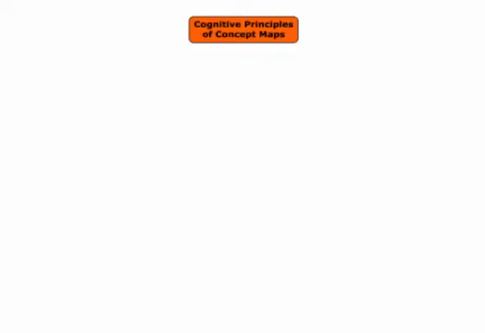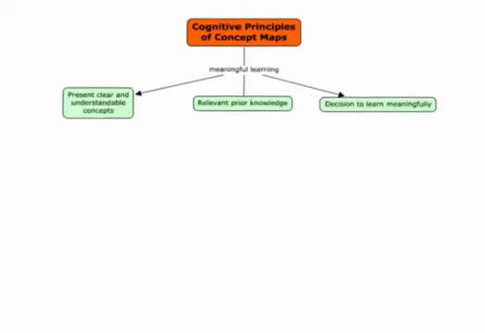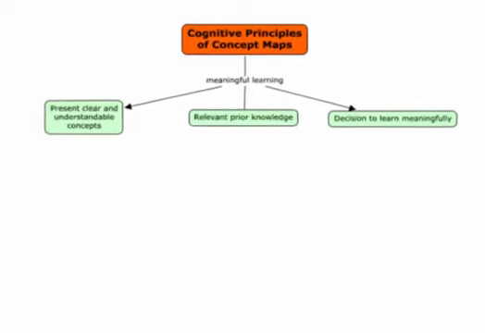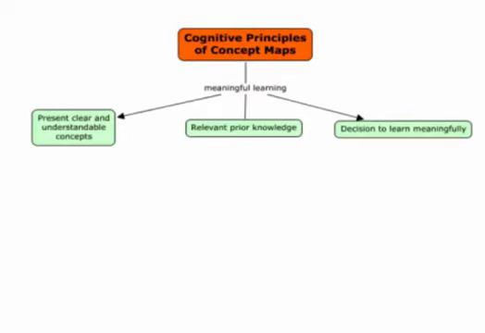In this presentation, we will look at how concept maps promote meaningful learning. Ausubel made a very important distinction between rote learning and meaningful learning. Meaningful learning requires three conditions.